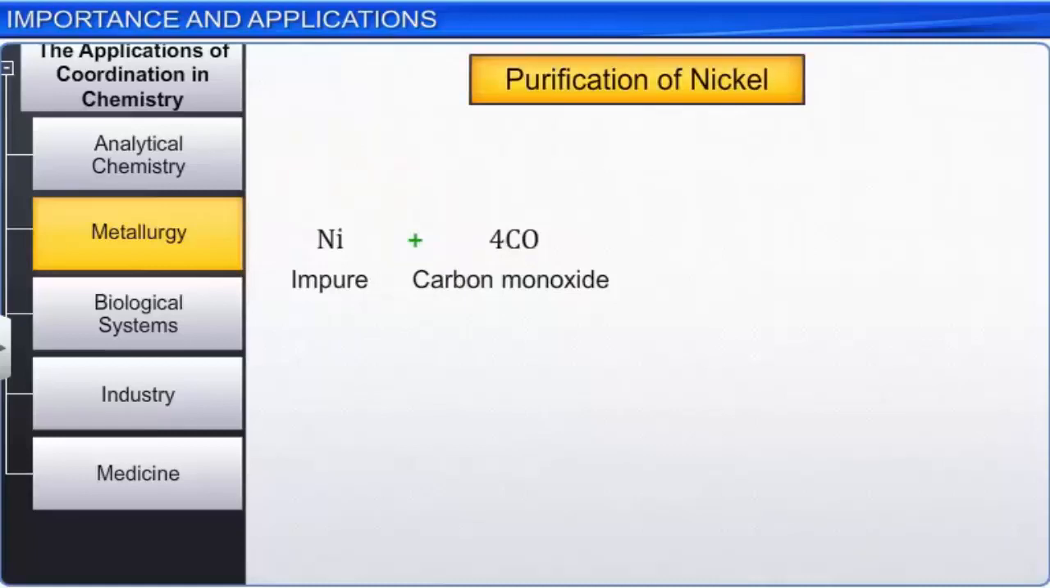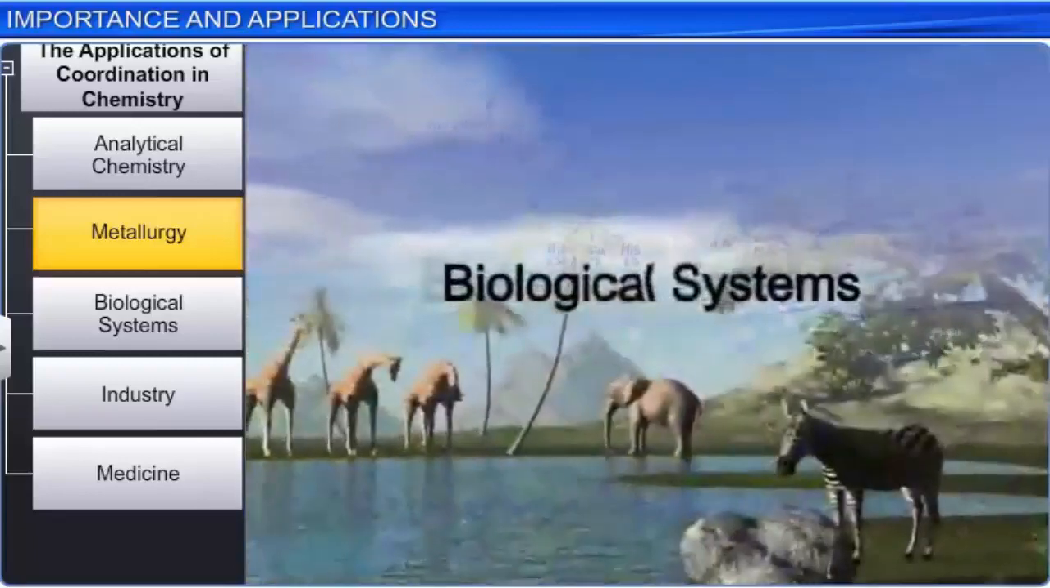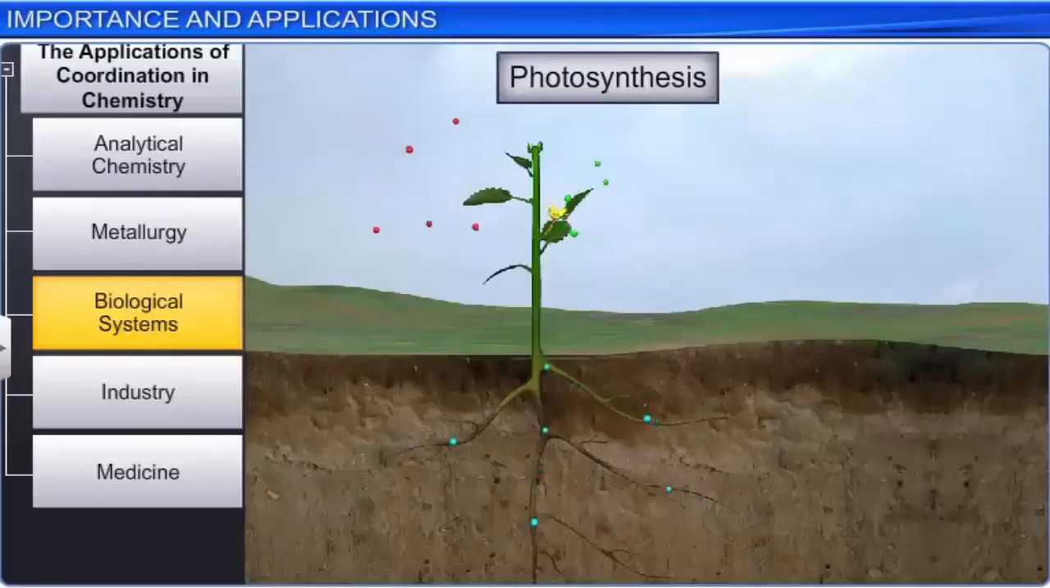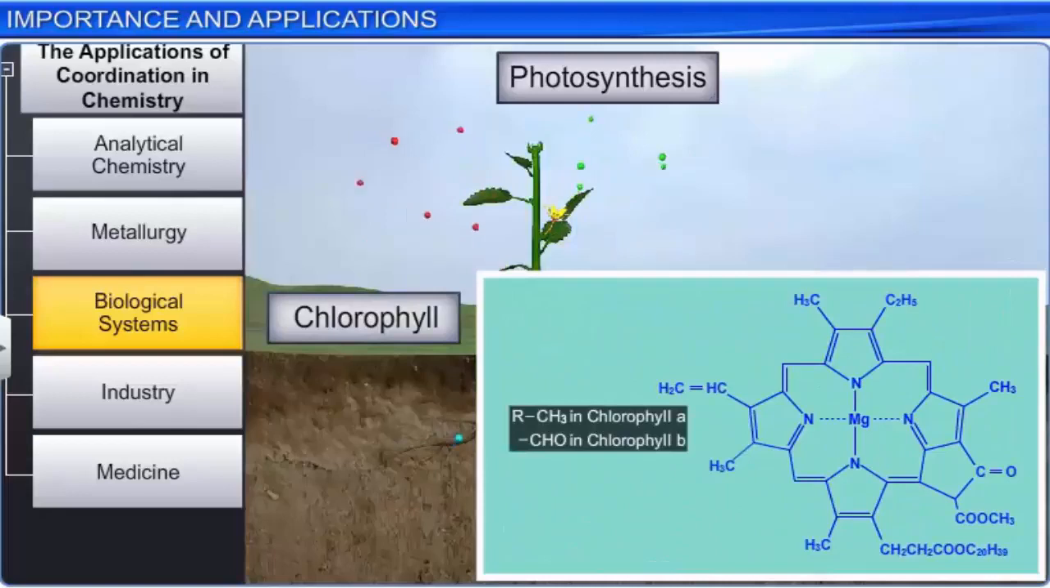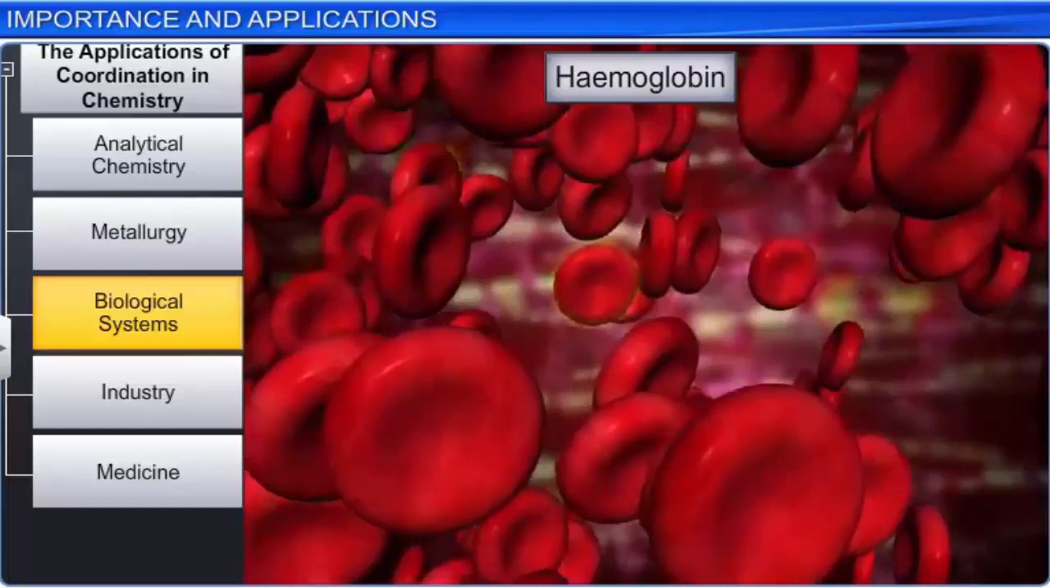Naturally occurring coordination compounds are vital to living organisms. Metal complexes play a variety of important roles in biological systems. For example, chlorophyll, the pigment responsible for photosynthesis, is a coordination compound of magnesium. Hemoglobin, the red pigment of blood that acts as the oxygen carrier, is a coordination compound of iron.